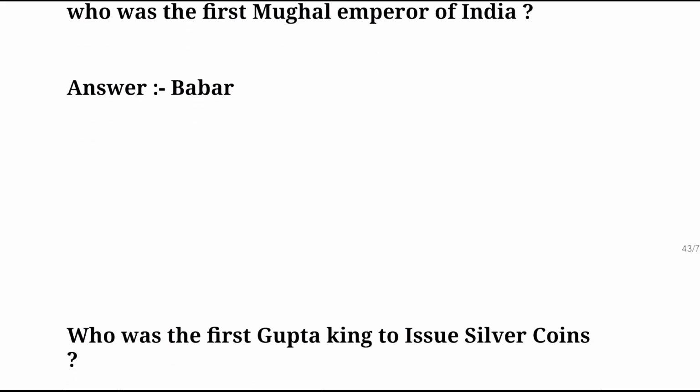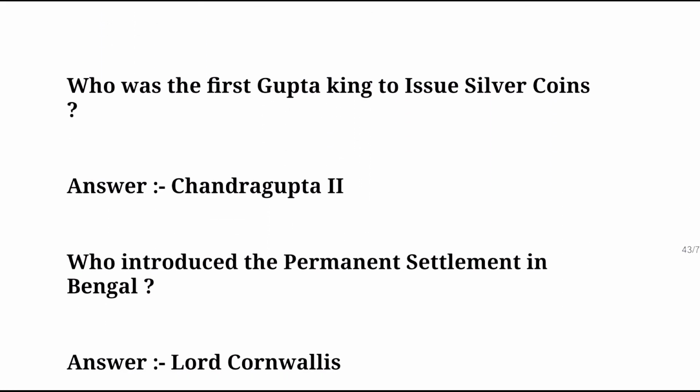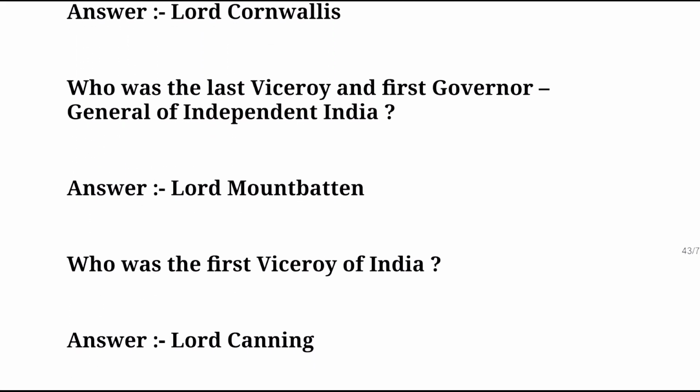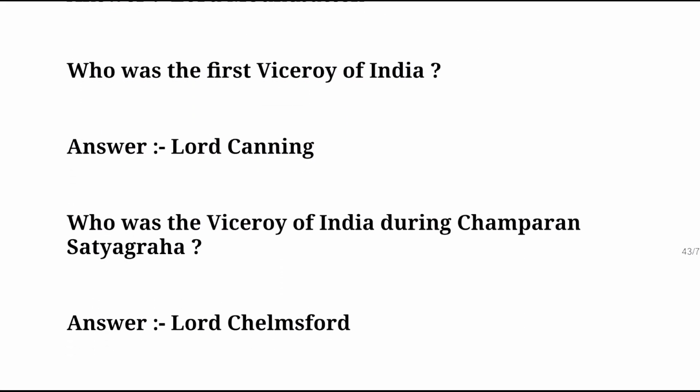Answer. Babur. Who was the first Gupta king to issue silver coins? Answer. Chandragupta II. Who introduced the permanent settlement in Bengal? Answer. Lord Cornwallis. Who was the last Viceroy and first Governor General of independent India? Answer. Lord Mountbatten. Who was the first Viceroy of India?